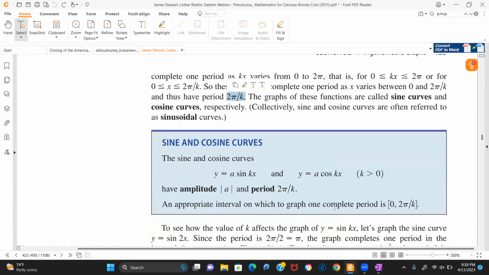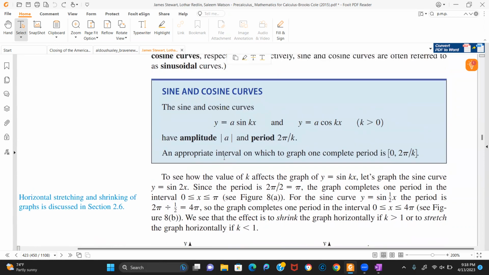So these graphs are the sine and cosine curves, and this is just a summary of this discussion. These sine and cosine curves are in general this form. You can also translate them vertically or horizontally. The amplitude is the absolute value of A, and the period is 2 pi over k. So to figure out what the graph of these looks like, you just graph the functions over this interval right here, 0 to 2 pi over k, because once you know what it looks like on that interval, it's just going to repeat.